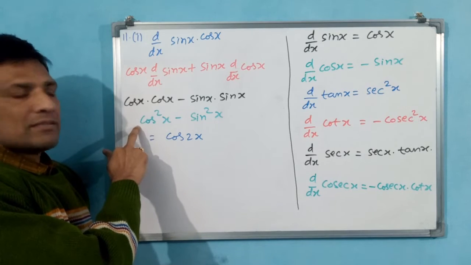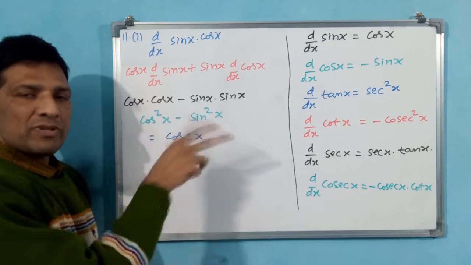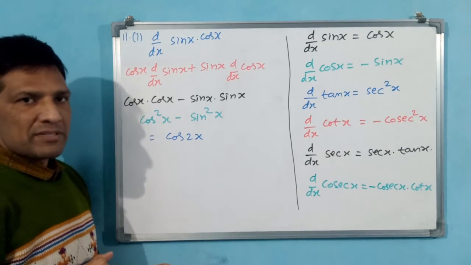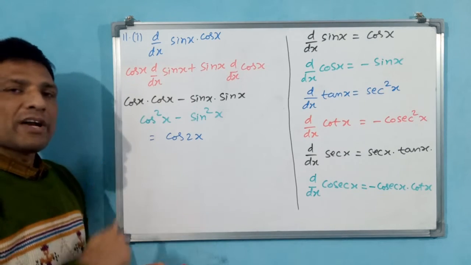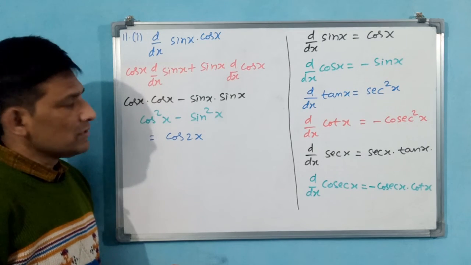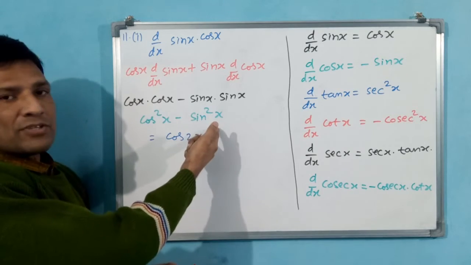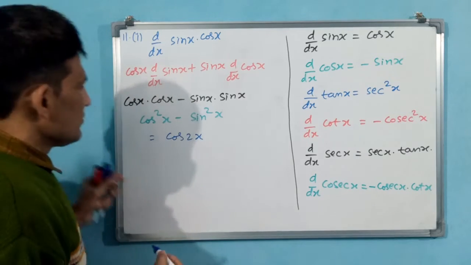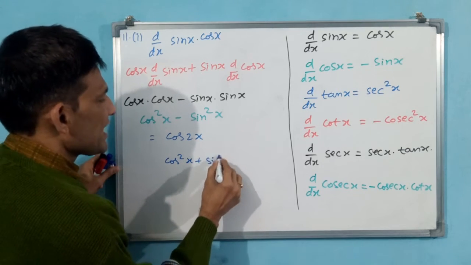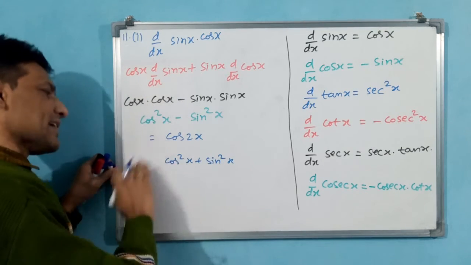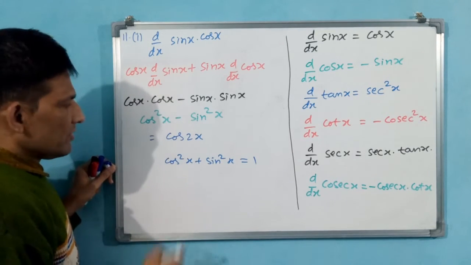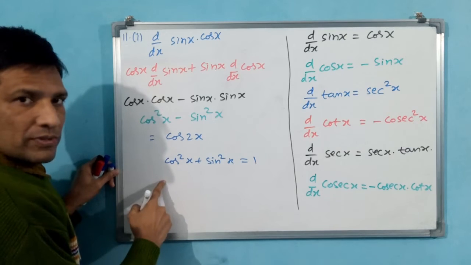See, cos positive, sin negative means cos square x minus sin square x. If both are positive, cos square x plus sin square x is 1. If both are negative also, it is 1 only, but you have to take minus common, so minus 1 you have to write. If sin is positive and cos negative, what are you going to do? You see what I am writing. Cos square x plus sin square x, both positive, that is 1 you can write.